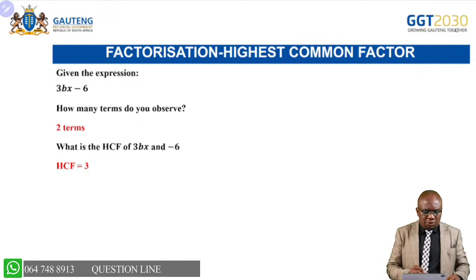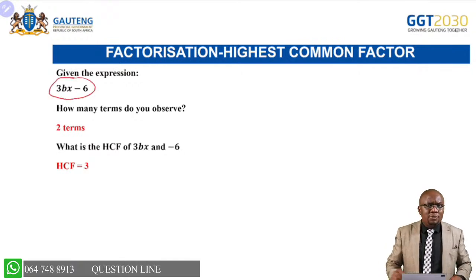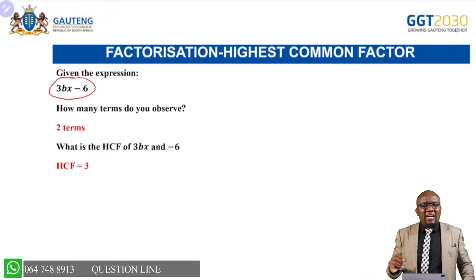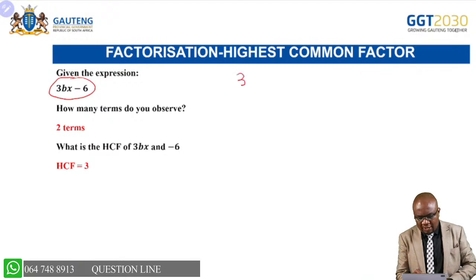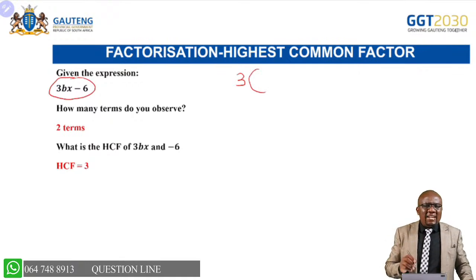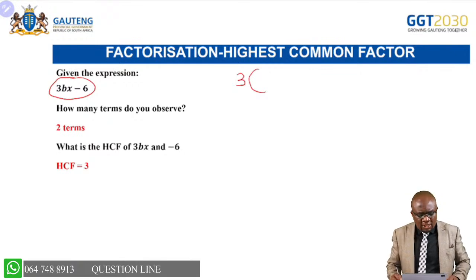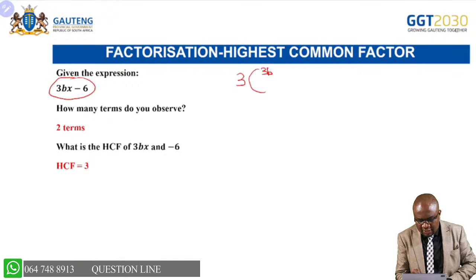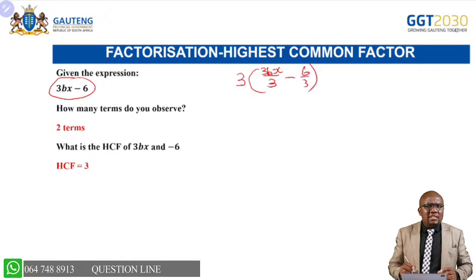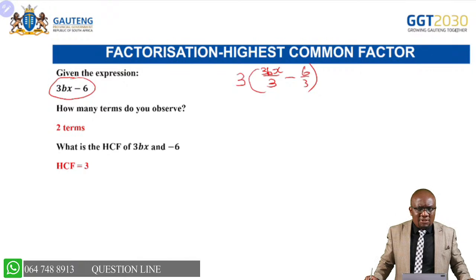Now, what do we do to factorize this? Anyone who remembers that? We factor out 3, the highest common factor. We take it outside the bracket, like this, we put 3 outside the bracket. And then what do we do after that? We divide every term by that highest common factor. So we're going to divide 3bx by 3, and then negative 6 by 3. That's the basic way of factorizing using the highest common factor.